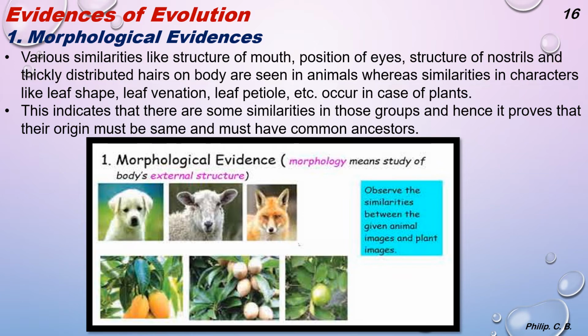Because of these external characteristics, as we learned, the position of the eyes, the mouth, structure of nostril, distribution of hair on the body, in case of plants, the venation, that is the leaf vein shape, all these things give an indication that all these have a common ancestor, or they originated from one single ancestor and then it has been diversified further.